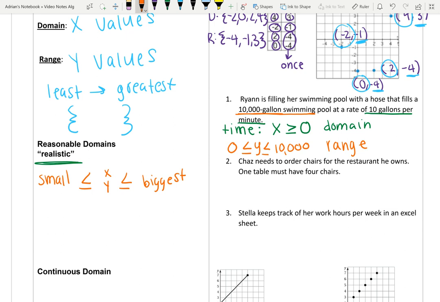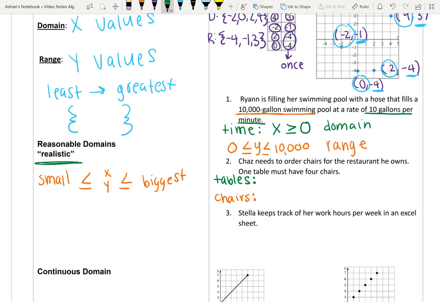So the next one says that Chaz needs to order chairs for a restaurant he owns. One table must have 4 chairs. So we're talking about tables and chairs here. So I'm going to put tables. We'll talk about those first, and then we'll talk about the chairs. So our tables, it doesn't tell us anything about a limit of tables.